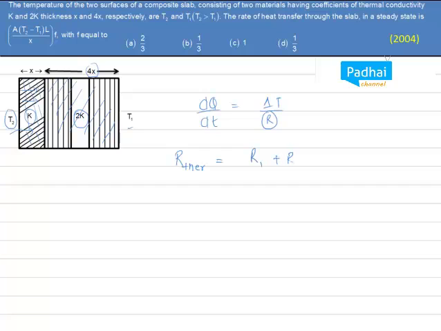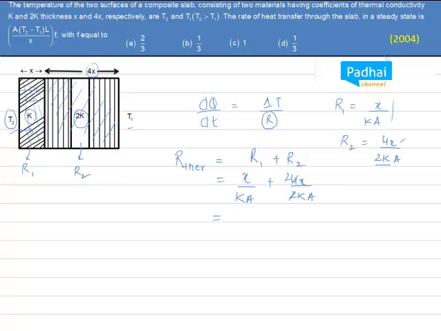R1 plus R2, right? Now what is R1? R1 is the resistance of the first slab and R2 is the resistance of the second slab. R1 is given by the thickness upon KA, because this is the formula, and R2 is 4x upon 2KA, because its conductivity is 2K and thickness is 4x. So this will be x upon KA plus 4x upon 2KA, right? So this will be equal to what?